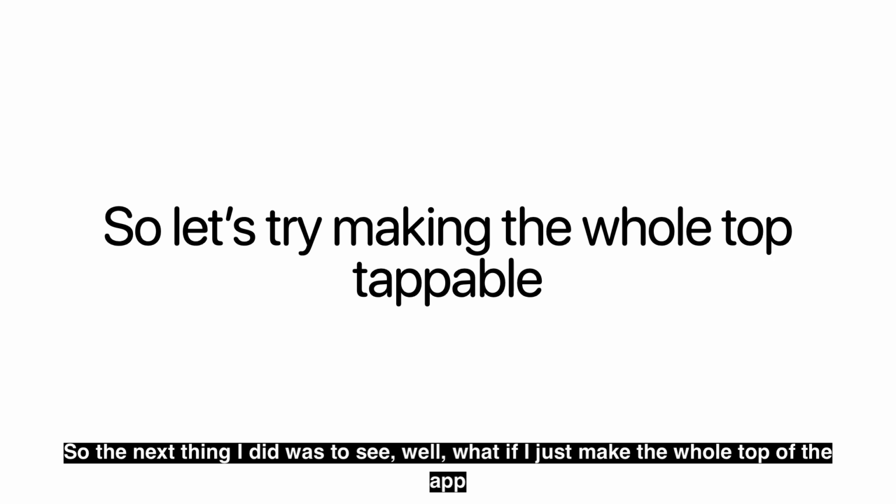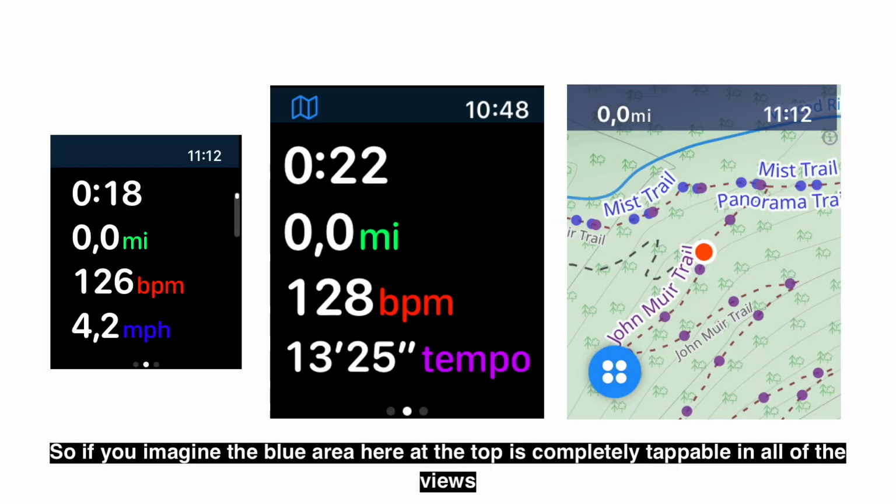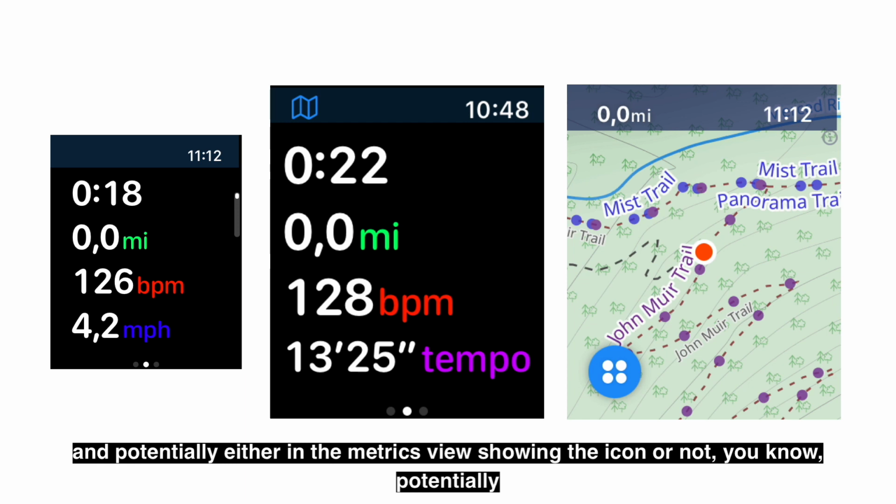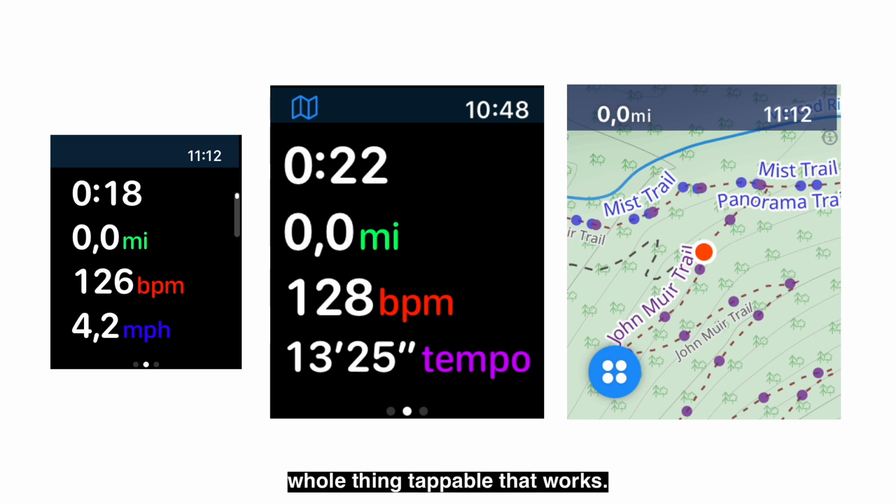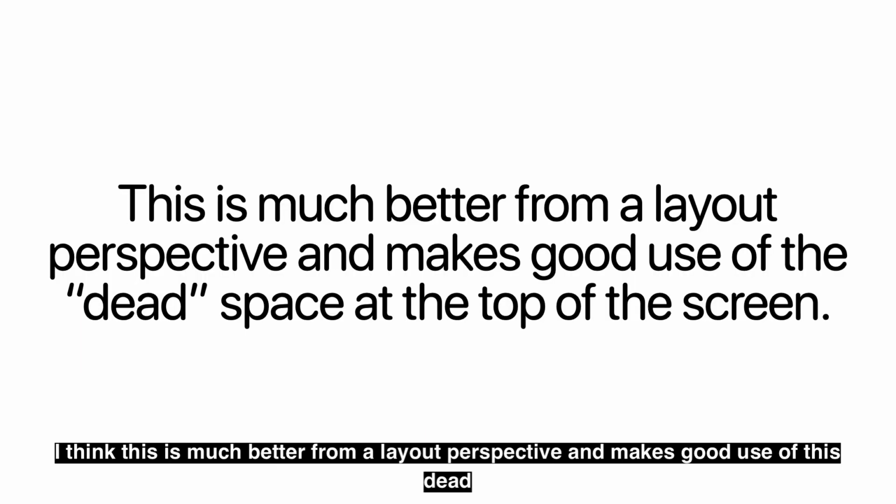So the next thing I did was to see, what if I just make the whole top of the app tappable? If you imagine the blue area here at the top is completely tappable in all of the views, and potentially in the metrics view showing the icon or not, potentially just as a way to get around that orphaned UI element perspective. If I just make the whole thing tappable, that works. And this is definitely getting in the right direction. I think this is much better from a layout perspective and makes good use of this dead space on the screen.